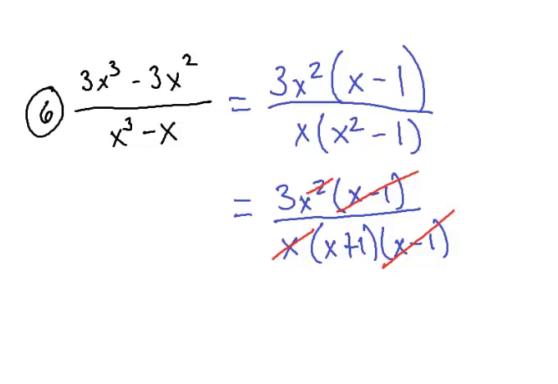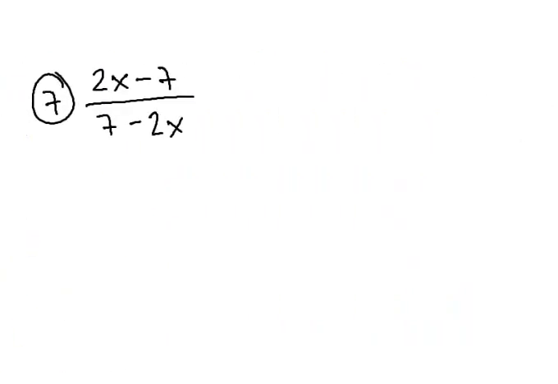Okay? So now that we have this, we're just going to copy the things that are left. The 3 survives. One of the x's survives. Nothing else on top. At the bottom, the x plus 1 is the one that stays there. So that will be the final answer because there is no other multiplication to do. Let's see another example.